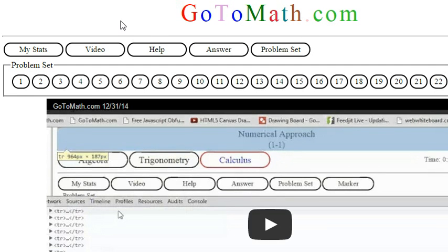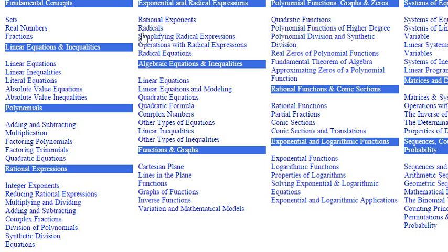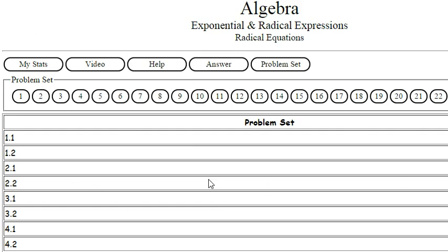Okay, we're at gotomath.com. Click on the algebra. We're looking at radical equations, and looks like 10.1.